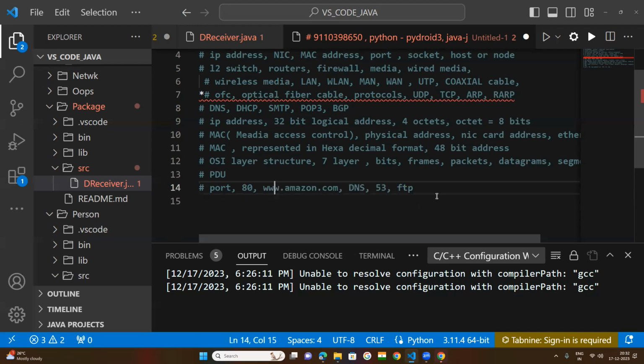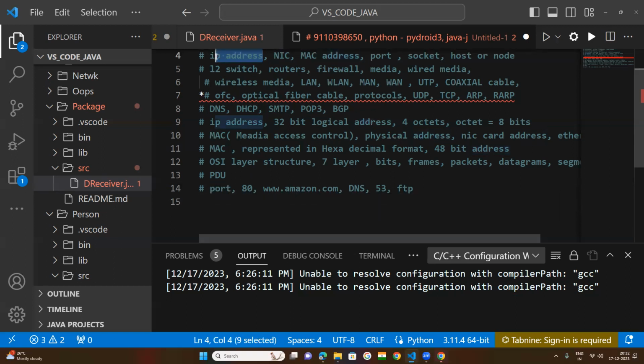I will explain that simply. See, a building has an address, and that building has different rooms. Every room will be considered as a port. But that room address can be an IP address and a MAC address. What is a MAC address? Try to understand.